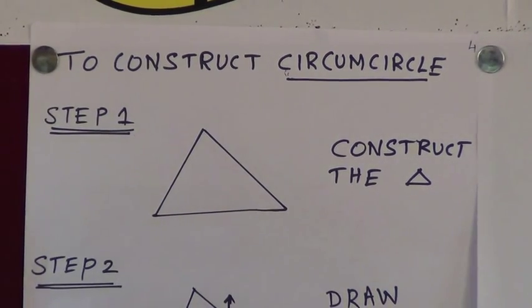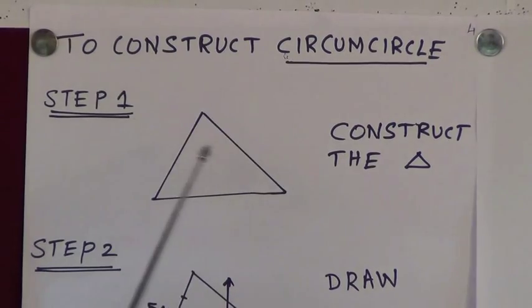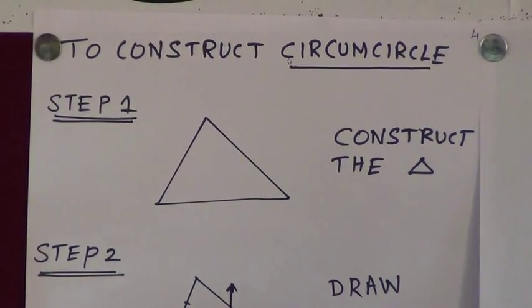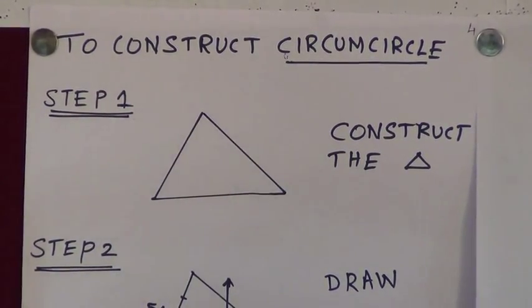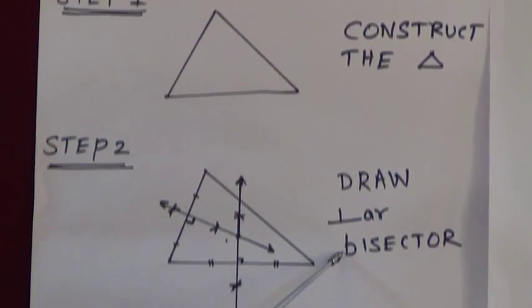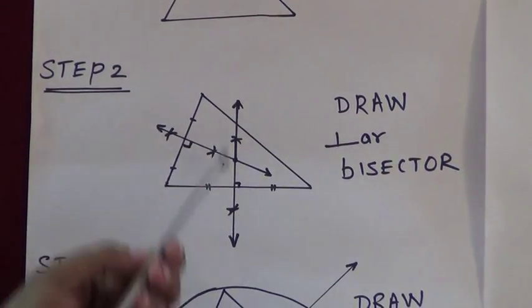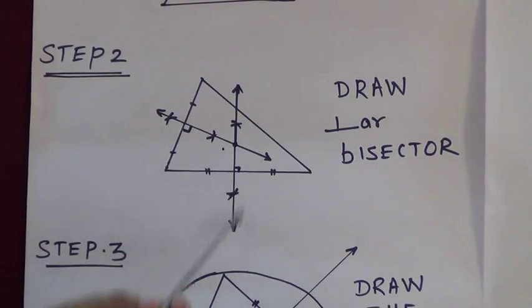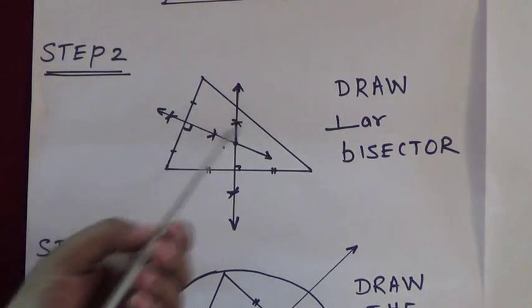There are 3 steps involved, and as I told you, 3 marks. Step 1, draw the triangle based on the information given in the question. Step 2, draw the perpendicular bisector. The point where the perpendicular bisectors meet is called the circumcenter. Remember that the perpendicular bisectors have to be drawn for any two sides. You may not draw it for the third side.